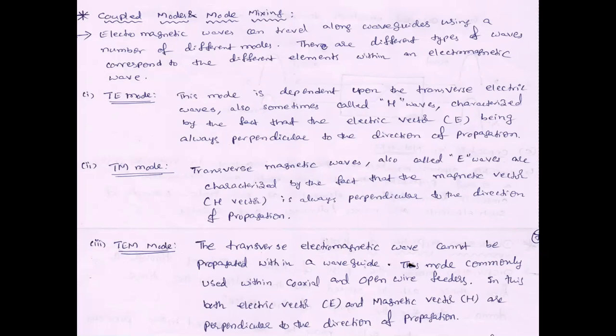Here the electric vector is always perpendicular to the direction of propagation. TM mode stands for transverse magnetic field. Sometimes it is called E waves. The magnetic vector is always perpendicular to the direction of propagation. Next, TEM mode is a transverse electromagnetic wave, which cannot be propagated in a waveguide. This type of mode is used in coaxial cables, feeders and copper cables. In this, both the electric vector and magnetic vector are perpendicular to each other. These are the basic concepts of modes: TE, TM, and TEM. In fibers, we use only TE and TM modes, and TEM mode is used in coaxial and copper cables.